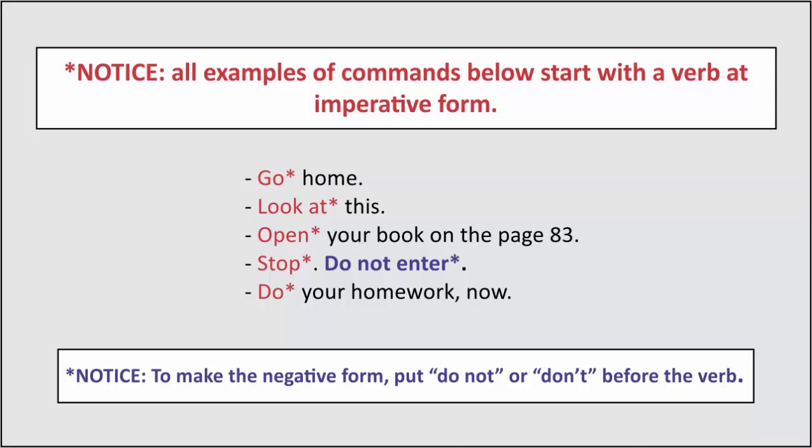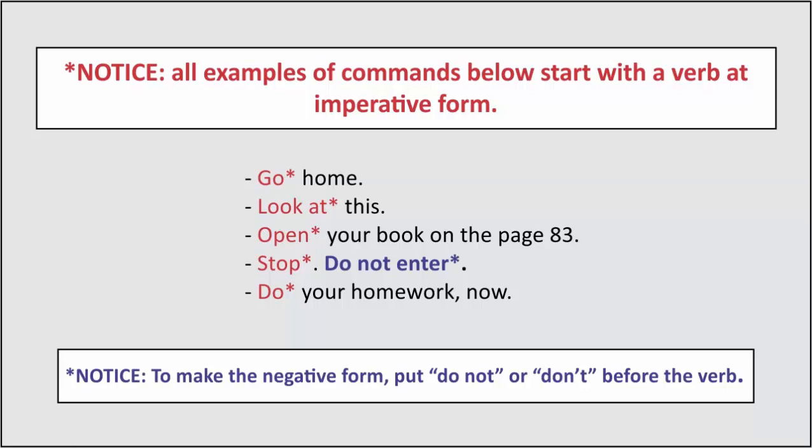Stop is the first sentence and do not enter is the second sentence. Stop is an order. Do not enter is another order. 2 sentences, 2 orders. Stop is an affirmative order. Then we have the second sentence. And in the second sentence, we have do and not before the verb. Here we have a negative order.